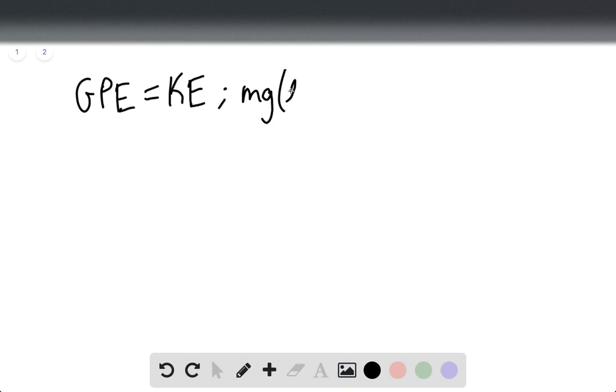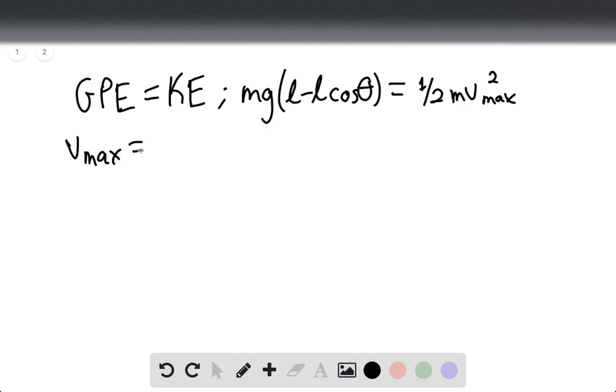Now for part B, they're asking us for the maximum velocity. So we know that initially we only have gravitational potential energy, and this is all going to be converted into kinetic energy. So we can say that mg times h, or in this case, h equals L minus L cosine of theta, and this is going to equal half of m v max squared. So we can say that v max is going to be equal to (2gL(1 minus cosine of theta)) to the 1/2 power.